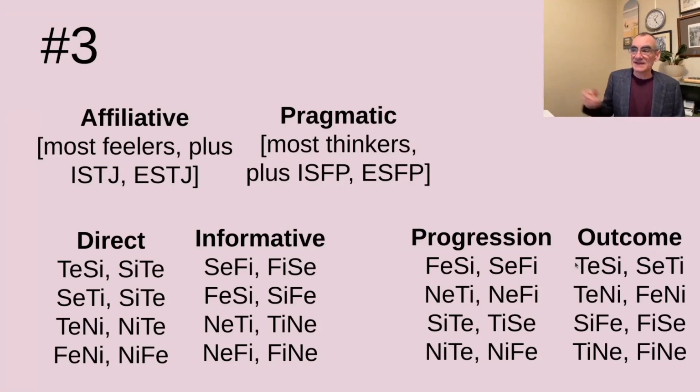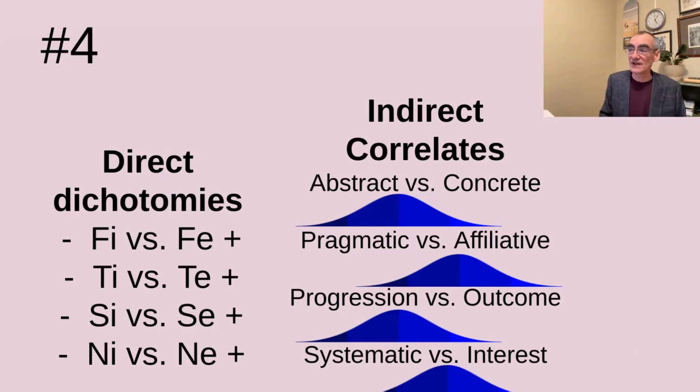So then you get the other dichotomies of affiliative and pragmatic, direct and informative, progression and outcome, and it's kind of all over the map in terms of, well, affiliative is all the feelers but the STJs. Pragmatic is all the thinkers, but it's also the SFPs. There's certain types, certain combinations that are direct versus informative, and it's these checkerboards and those columns, and it all looks very neat that it's always 8 of these and 8 of those. And if you're direct, you're one of these 8. If you're informative, you're one of those 8, and so on and so forth. Real life does not work that way.